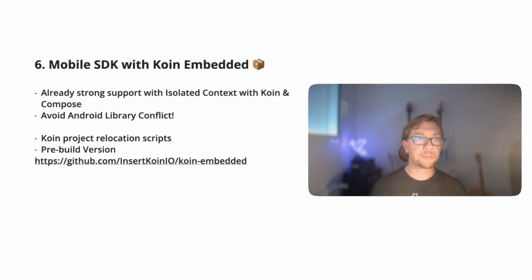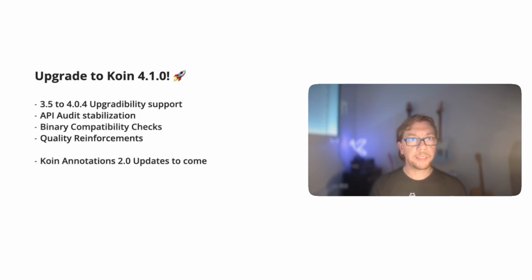Besides that, you may have some Android library conflict due to Gradle dependencies. We have solved that with what we call Koin Embedded. Koin Embedded is a project of scripts. You can make your own version of Koin relocated to the prefix you want, and then you can build your own version of Koin embedded in your own SDK and then not have any more conflicts with people that are using your SDK. Lastly, now you are ready to upgrade to Koin 4.1.